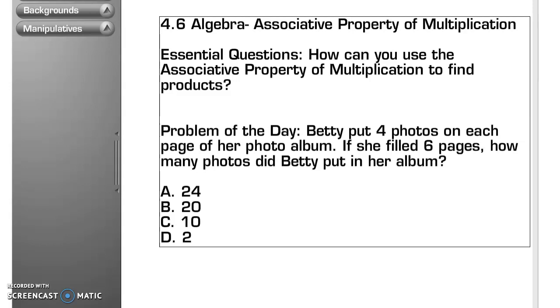Our vocabulary term that you'll see today is the associative property of multiplication. This is when the grouping of the factors is changed, the product is the same. It is also called the grouping property of multiplication. So it really doesn't matter how they're grouped, it always equals the same.